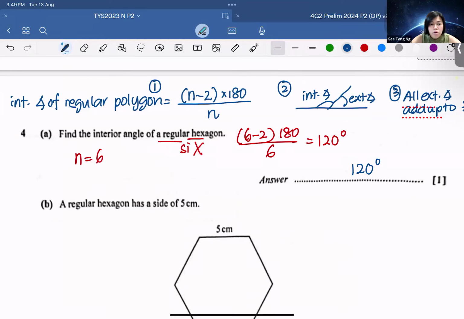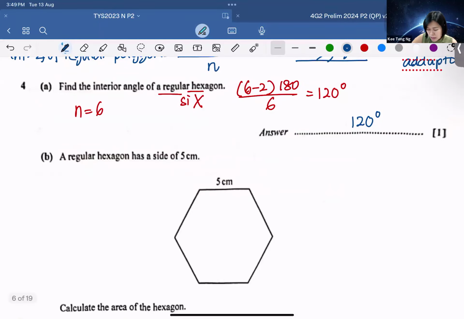So now they tell you a regular hexagon has a side of 5 cm. So what's so special about a regular hexagon? The angle you found is 120, and not only that, all the angles will also be 120. All the angles are the same. Next thing, what can you tell me about all the other sides if this measurement is 5 cm? It's a regular polygon, so the other sides are also 5 cm, 5 cm, 5 cm, 5 cm, 5 cm, correct?